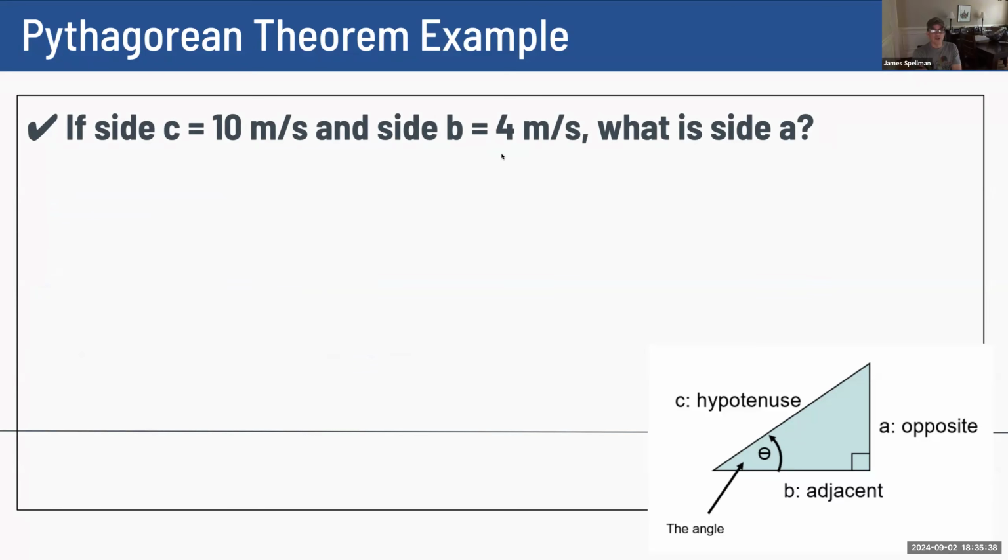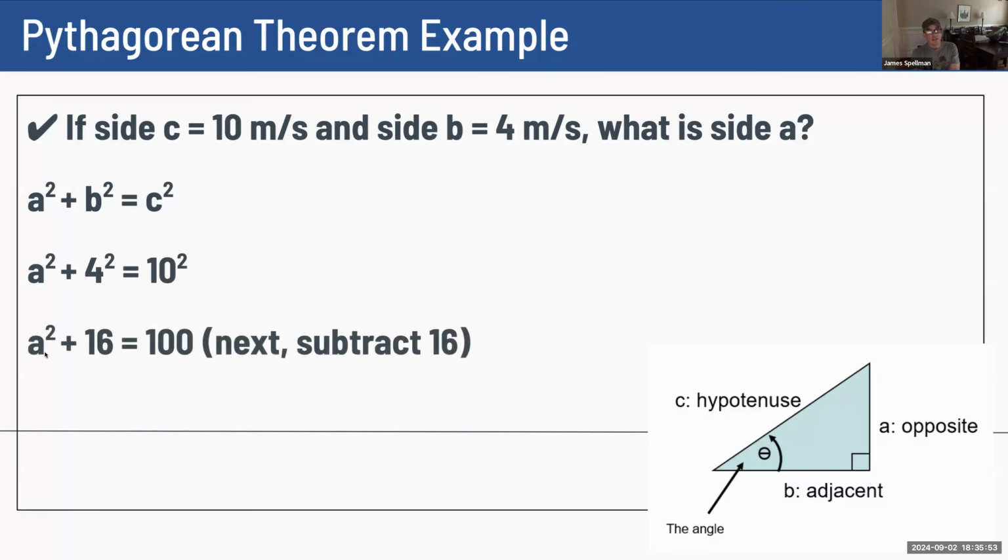Again, you see you've got two sides. So we say, okay, Pythagorean theorem, a squared plus b squared equals c squared. Plug your numbers in: substitute a 4 in for b, substitute a 10 in for c. Again, pause this if you need to write and keep up. Then if I square the 4, I get 16. If I square the 10, I get 100. So a squared plus 16 equals 100.